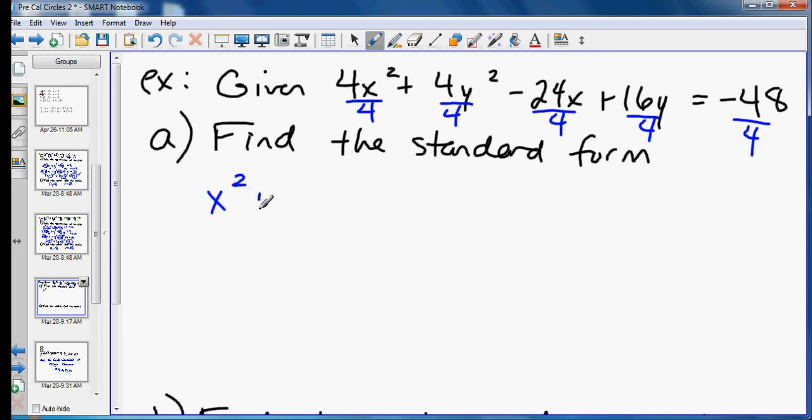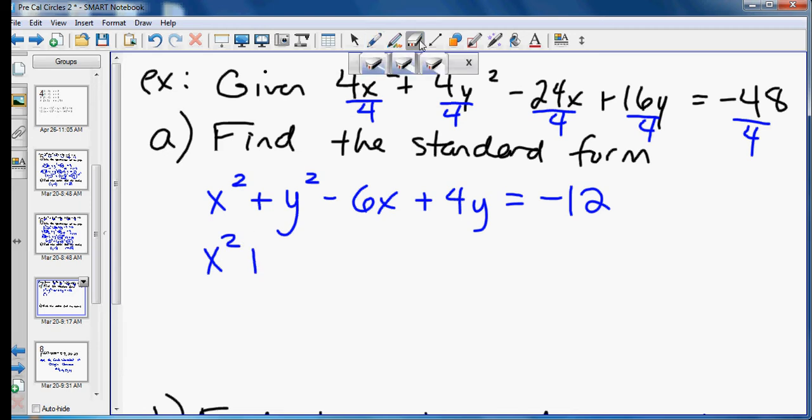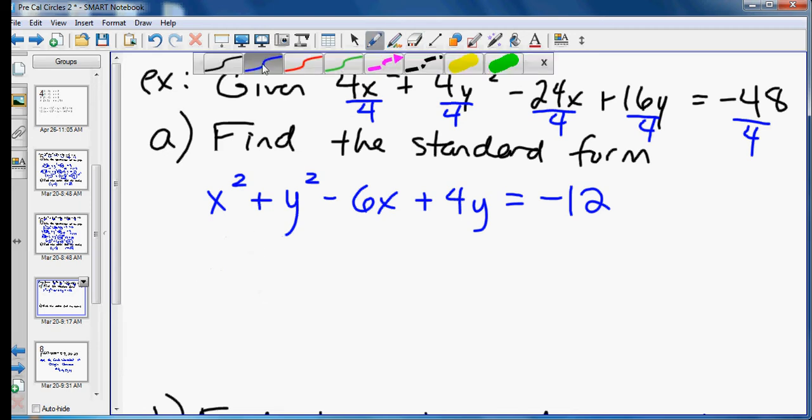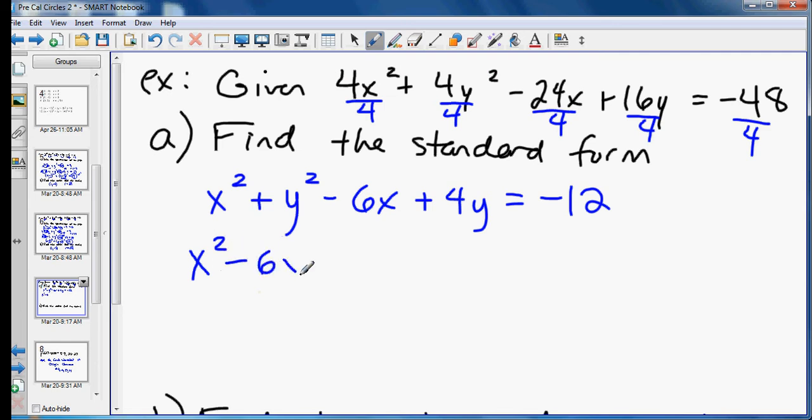So when we divide all those pieces by 4, we get x squared plus y squared minus 6x plus 4y equals negative 12. So notice the constant, the negative 12, is already over by itself. So that part's done, but we do need to change the order of the terms so that the x's and the y's are together. So all I did there was put the x squared minus 6x together and the y squared plus 4y together, and I leave the negative 12 off to the side by itself.